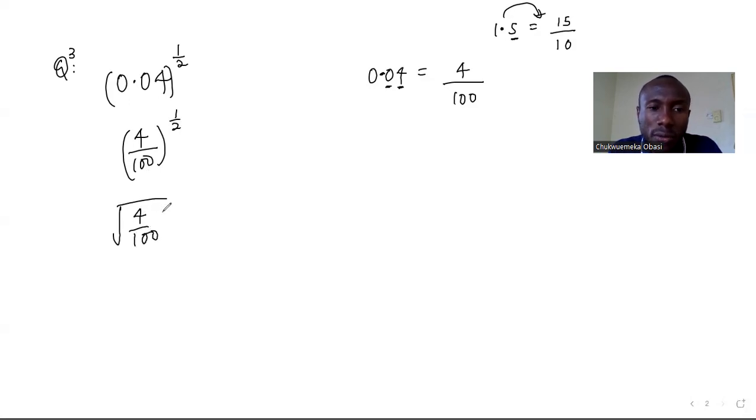And you know the square root of 4 here is 2, and the square root of 100 here is 10. If you go further to simplify this fraction, you have 1 over 5, because we can divide this by 2 and divide here by 2. So the result will be 1 over 5. So let us go to the next question, question 4.